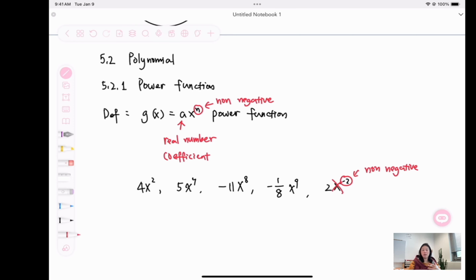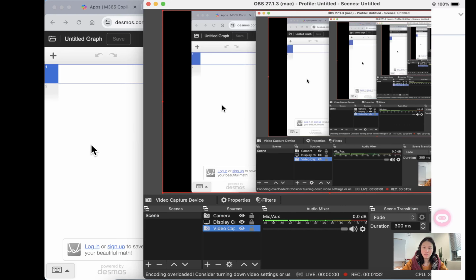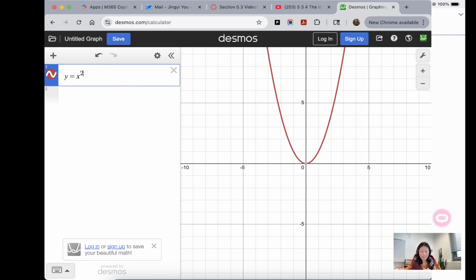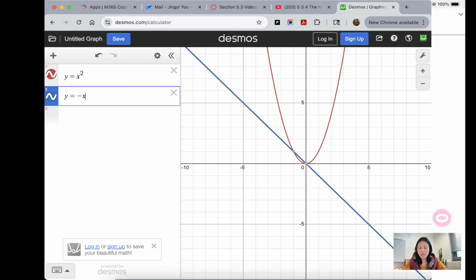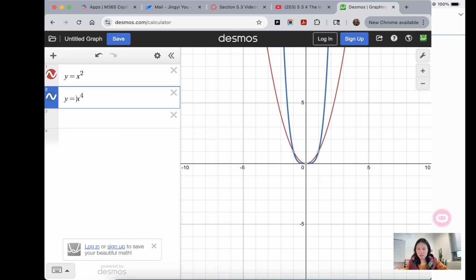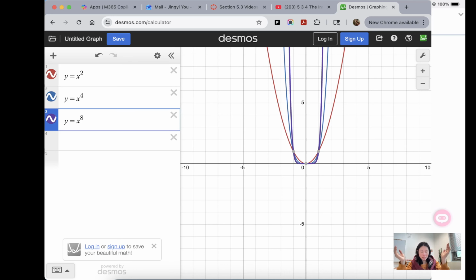Now, let's talk about the basic behavior of a power function. Let's take a look at this one, such as y equals x squared. We know that this is going to be a parabola. So what about y equals x to the fourth? Oh, sorry, this is a negative. Let's talk about the positive. So compare: the blue one is x to the fourth, and the red one is x squared, or y equals x to the 8th. Look, they all look like a parabola, just with different steepness.